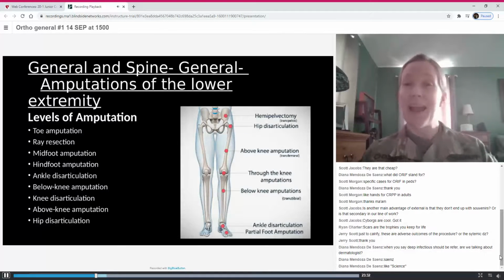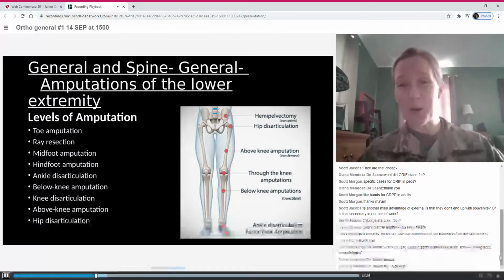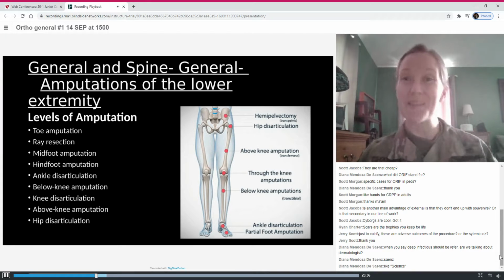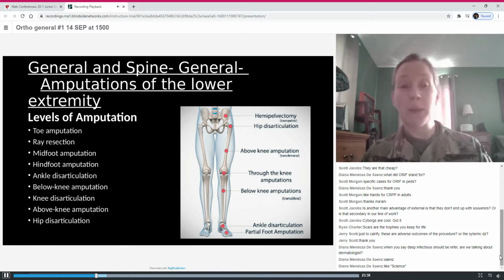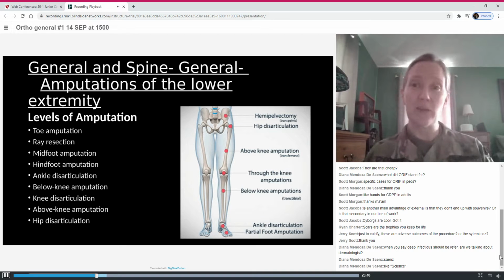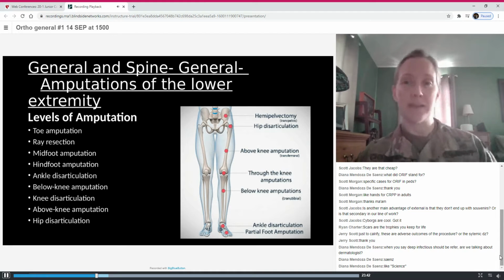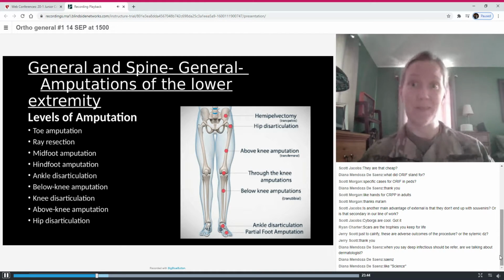I have this all smashed on one side because this is about how much I need you to know. So I'm just going to talk through each of these levels, and if you guys have any questions about them, please feel free to ask. But I mostly just need you to associate a level with where it is on the body, which is all in the name. So first one, toe amputation. A toe amputation is exactly what it sounds like, a toe amputation.